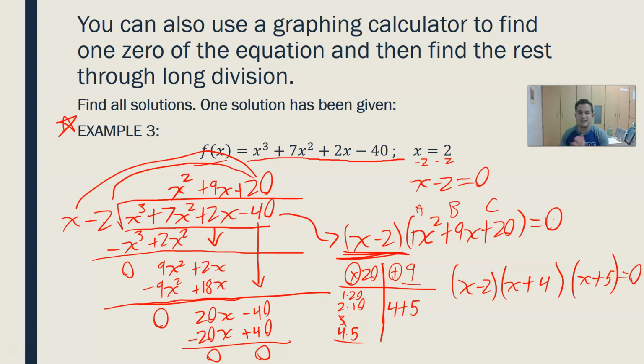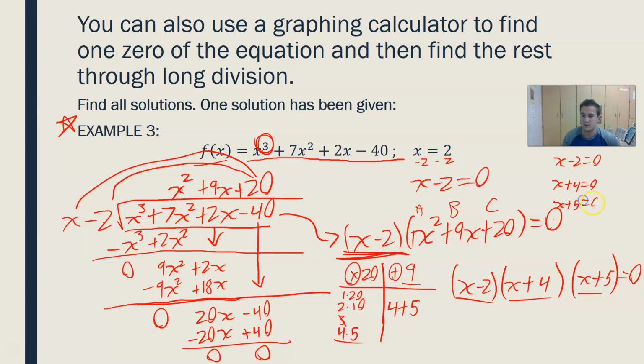So I've split this function down. This was a cubic function. And I split it down into 3 different factors. 3 factors. X minus 2 times x plus 4 times x plus 5. And I don't have any squareds or anything left. So I'm going to set each of those terms equal to 0 to find what the solutions of this function would be.